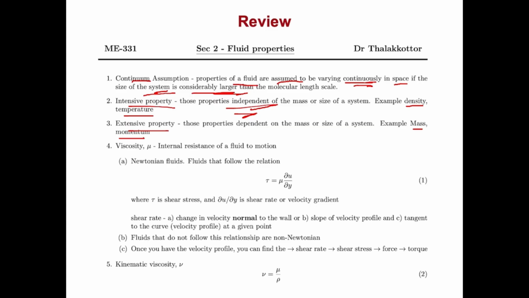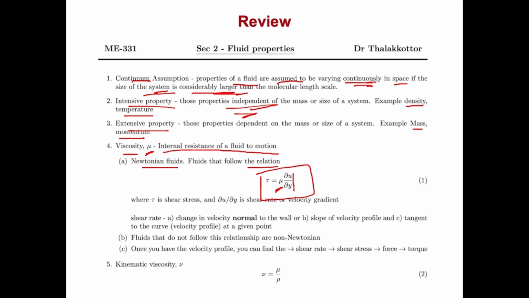Right. Now the next property, specific to fluids, is viscosity, right? Viscosity, or dynamic viscosity specifically, is given by the Greek letter mu, and essentially it represents the internal resistance of a fluid to motion, right? Newtonian fluids are fluids that follow the standard relationship that shear stress is proportional to shear rate, or the velocity gradient, that is du dy, and the proportionality is given by this constant mu, right?